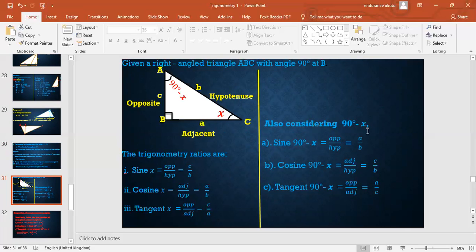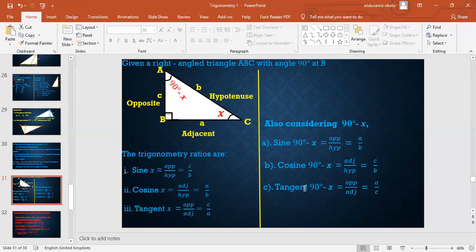Considering 90 minus X as our angle, sine of 90 minus X is equal to opposite over hypotenuse, which is A over B. Cosine of 90 degrees minus X is C over B. Tangent of 90 minus X is A over C. Now, we want to relate the trig ratios of X and the trig ratios of 90 minus X.